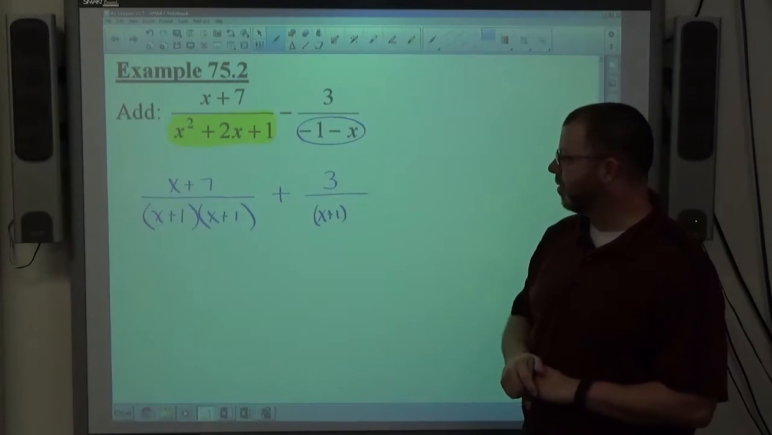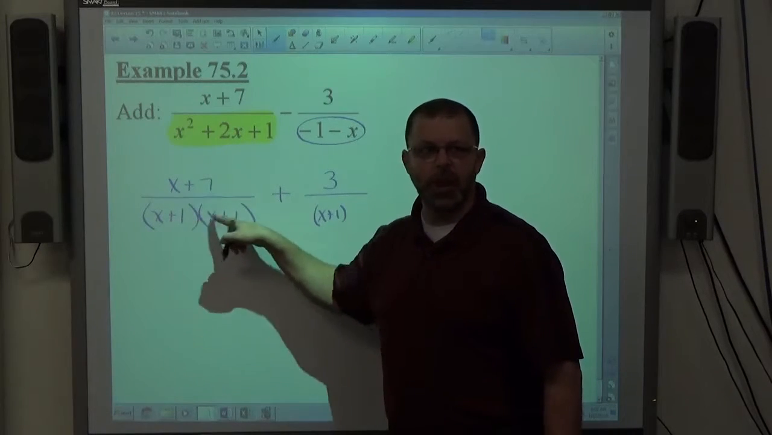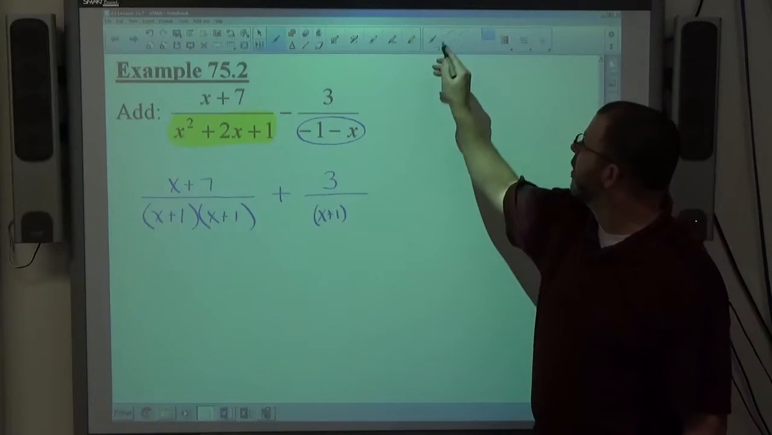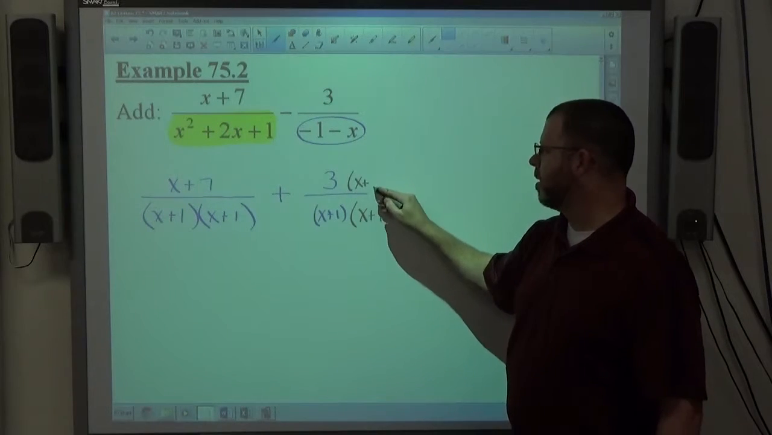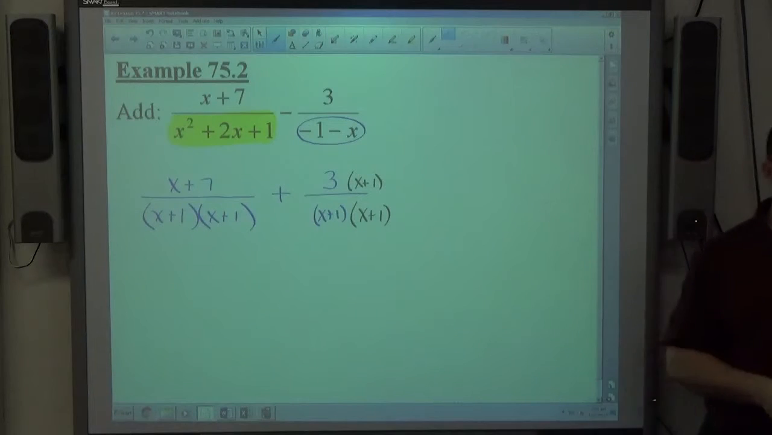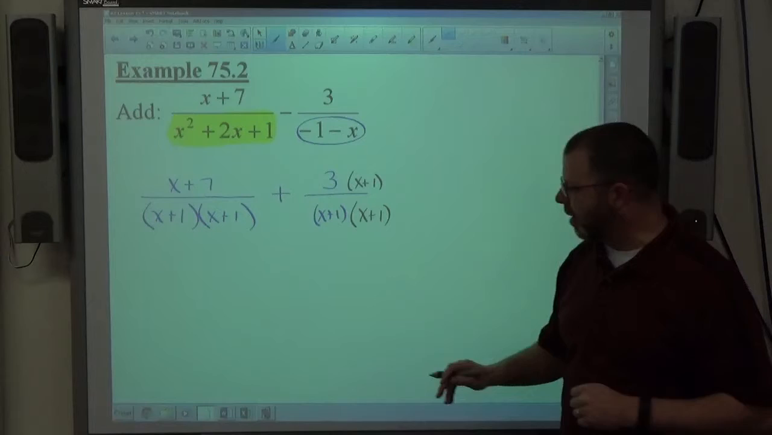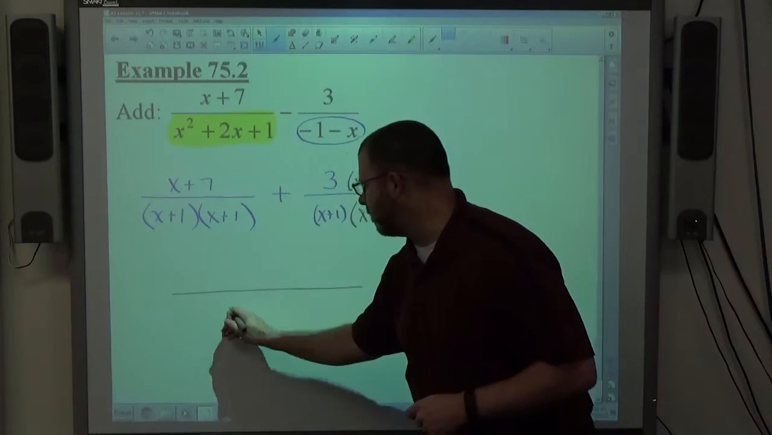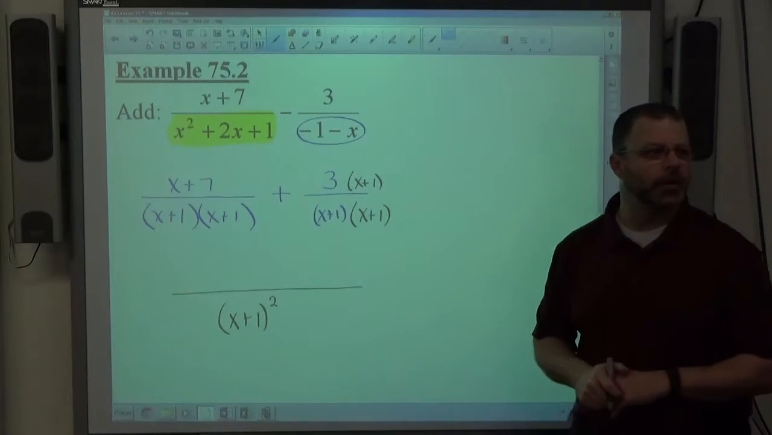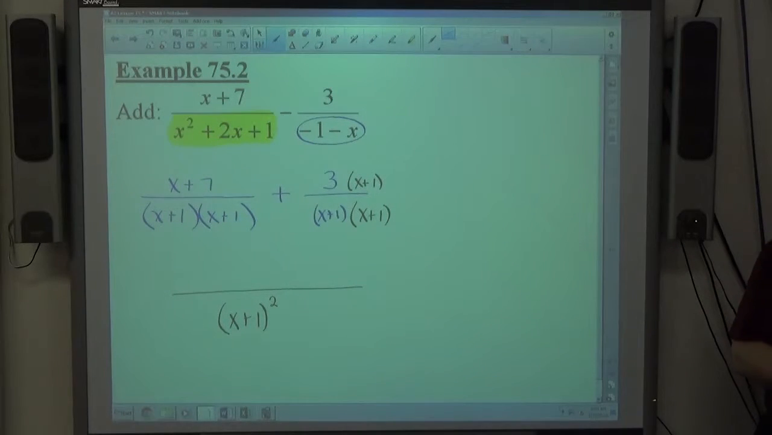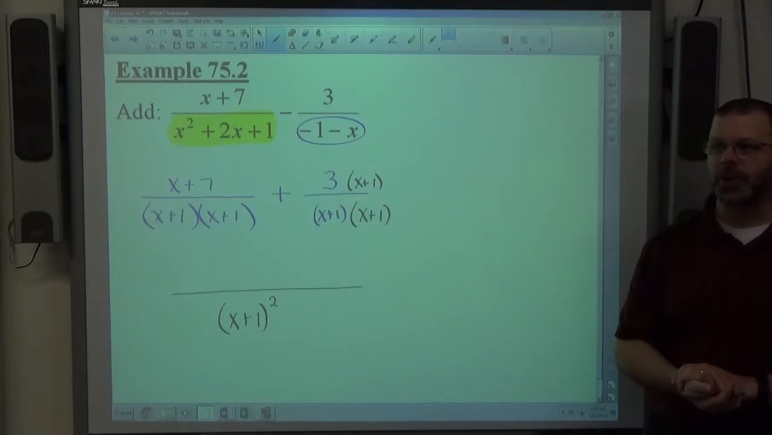They're the same thing. And what I'm looking at here is x plus 1 times x plus 1. There's two x plus 1s here. There's only one here. So this has to have a second x plus 1 on it. Again, the denominators have to match exactly. And then once they both have x plus 1 times x plus 1 in the denominator, that is the least common denominator. I would personally write it as x plus 1 squared, but you can keep it as x plus 1 times x plus 1 if you want to. It means the same thing. I always look for the way to write it with the fewest number of characters.